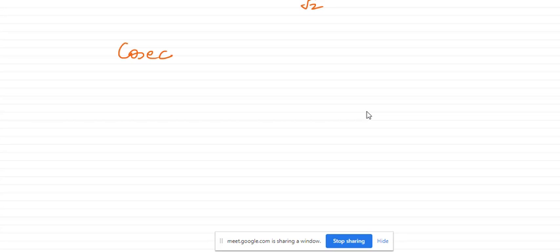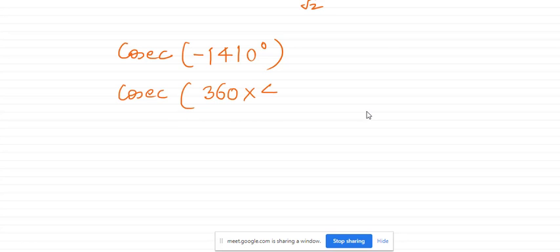See, like the 7th one, it's cosec of minus 1440 degrees. You can take 1440 as 360 into 4, plus 30 degrees. So this is minus of 360 into 4 plus 30. Or you can also do it another way, but here the negative will remain.